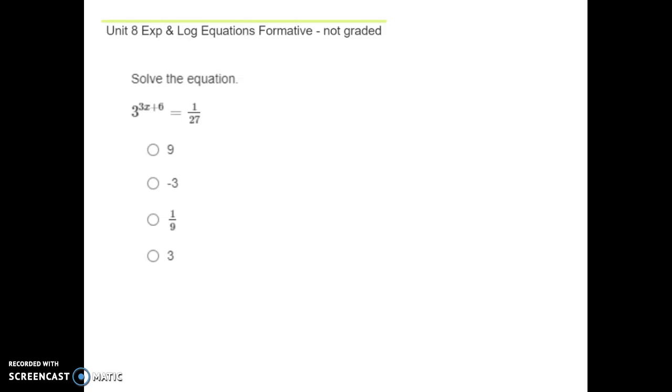Hey guys, these are the solutions for the Pre-Calculus Unit 8 Exponential and Logarithmic Functions formative assessment that is not graded. So we're just going to go ahead and solve these equations. I gotta say, I love these problems.